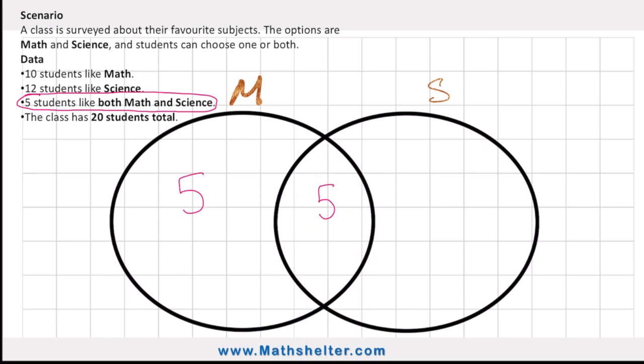And I'm going to do the exact same rule for my science. So it says 12 students like science, but 5 of those students also like maths. So therefore 12 subtract 5 leaves me with 7 students that only liked science. Now let's check if I have my 20 total. Well, I have 5 plus 5 is 10, plus 7 is 17. So there are 3 students that are not accounted for. Well, where could they be? That's right, they could be out here outside the circles, students who don't like maths or science. And that gives me my total of 20 students. Tick.